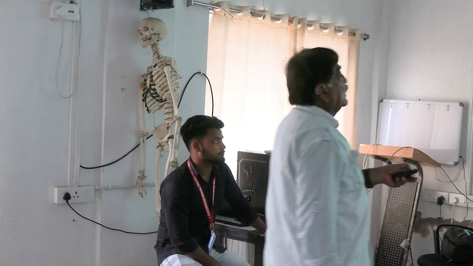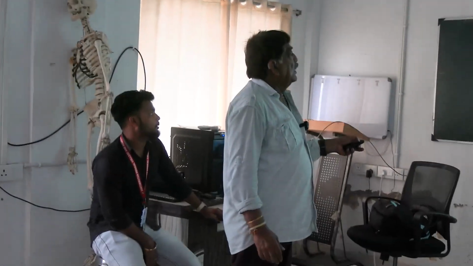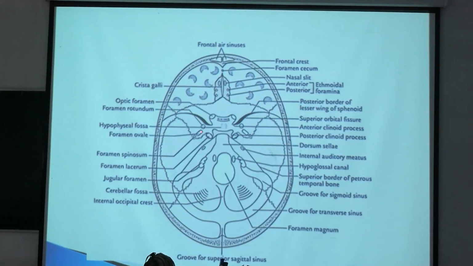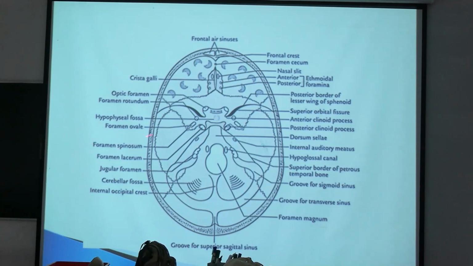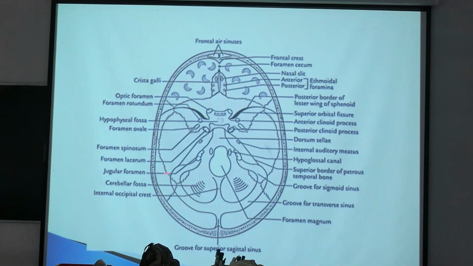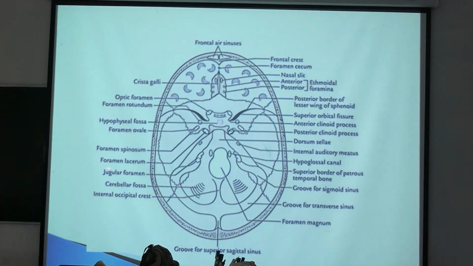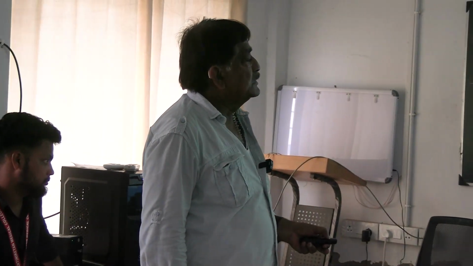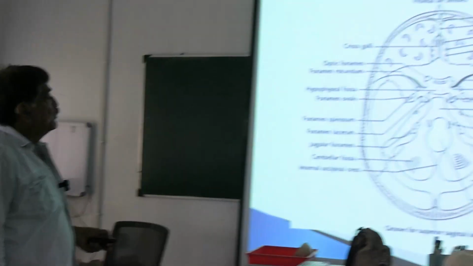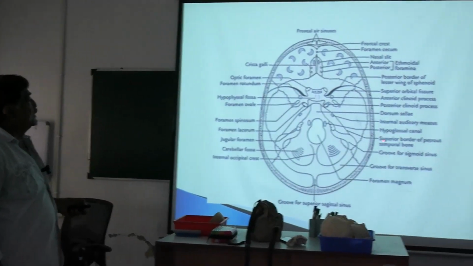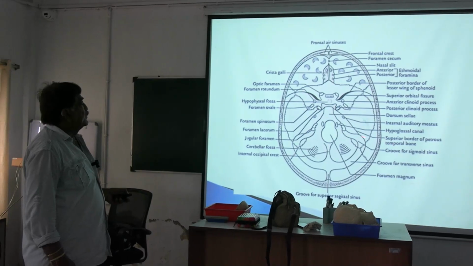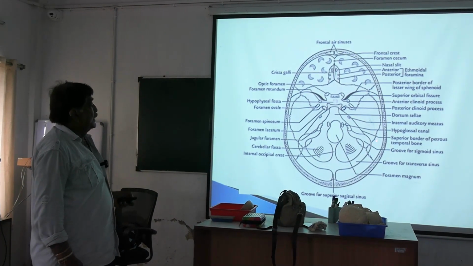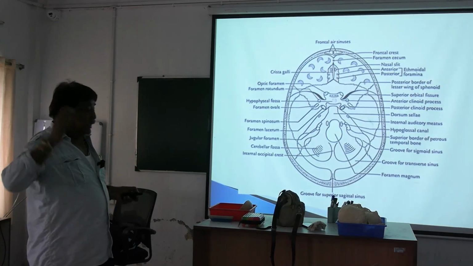So you can easily see the frontal air sinuses, crista galli, optic foramen, foramen rotundum, hypophyseal fossa, foramen ovale, foramen spinosum, foramen lacerum, jugular foramen. The cerebellar fossa is there, internal occipital crest is there, and groove for the superior sagittal sinus, foramen magnum, groove for the transverse sinus, groove for the sigmoid sinus, superior border of petrous temporal bone, internal auditory meatus, and the external auditory meatus you see in the lateral aspect of the skull.